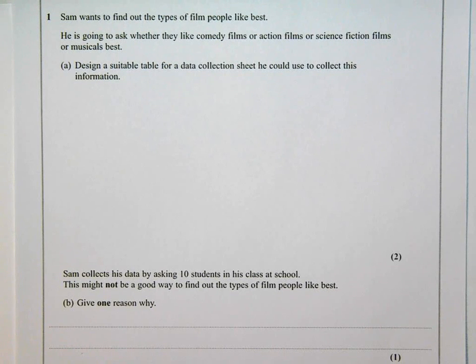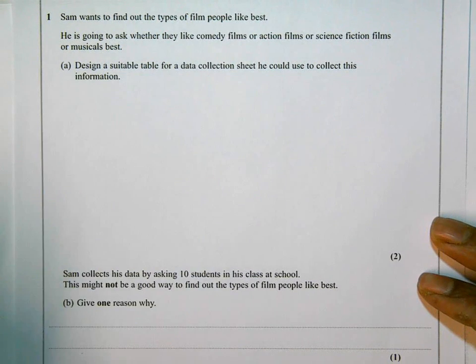Okay, this is the 2012 June GCSE Maths Higher paper. It's paper 1, the non-calculator paper. So this is the first of the questions, and let's just go straight for it. Remember, all of these are non-calculator questions.